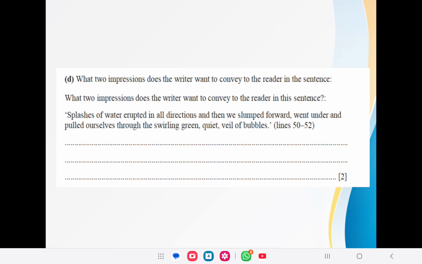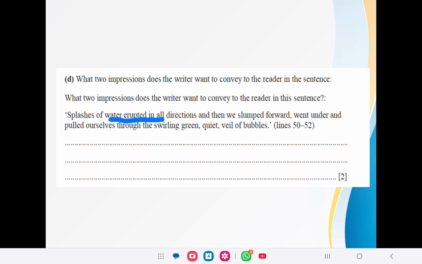The first impression that I get here is from the word erupted. Now erupted is the word that is used for volcanoes. When something is erupting, that shows violence, and eruption shows the intensity of something. So the word erupted here, when splashes of water erupted, means there is a lot of activity, things are going in a frenzy, things are happening very quickly, and in a violent way also, in all directions.